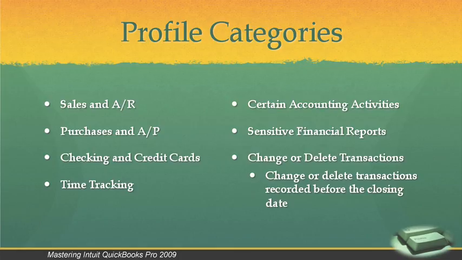Now, I think most of these are self-explanatory. For example, if I have a salesperson, they obviously need to be able to do sales and accounts receivable, so they can create invoices and also work with the accounts receivable information. But they probably shouldn't have any access to sensitive financial reports. For example, the company's overall balance sheet would be a good example of that. What you'll do when you get into QuickBooks is set up the users and then define a profile for each user, going through each of these categories, setting up how much access and what type of access they should have to each area.